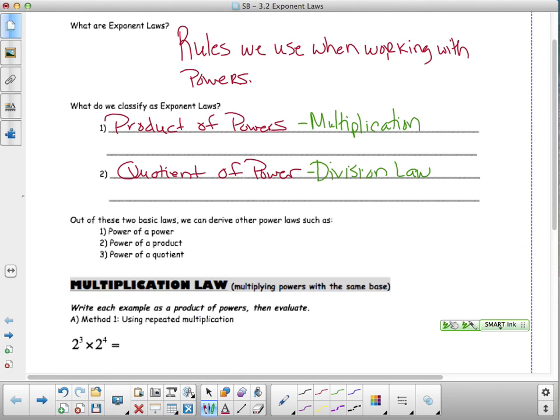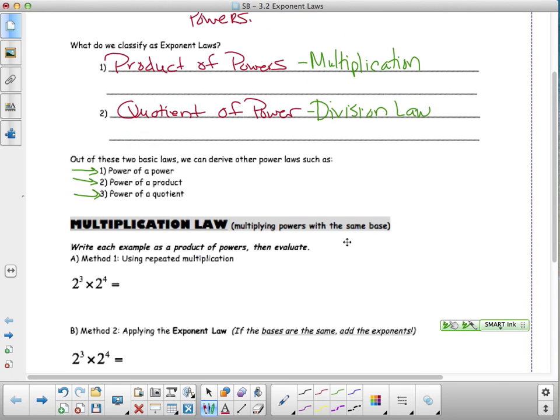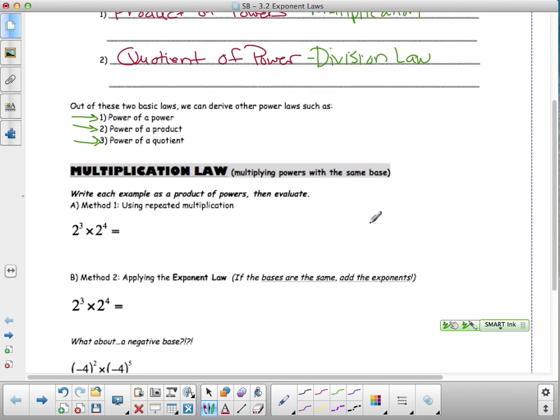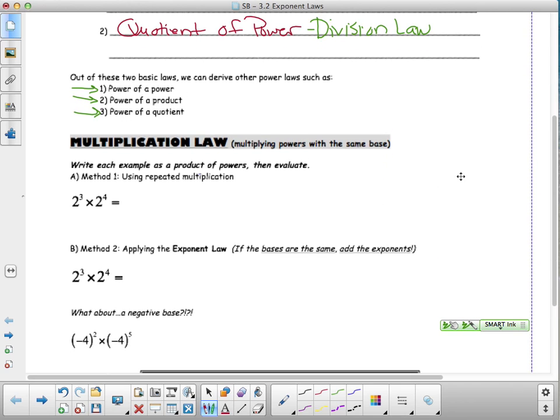And these two basic laws, we can then break down into three others, dealing with a power of a power, power of a product, and the third one is power of a quotient. So the only one we're focusing on today is the multiplication law. This is when you're multiplying powers with the same bases. So your bases must be the same.